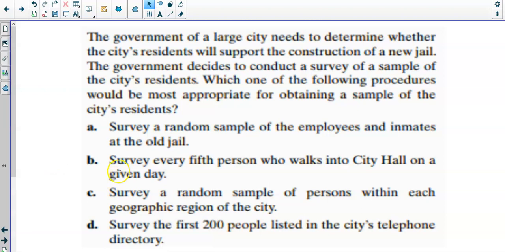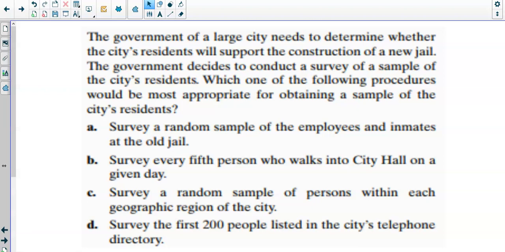So part B, survey every 5th person who walks into City Hall on a given day. So again, because we're talking about every 5th person, that's what we talked about a couple minutes ago. That's systematic. But is this the best method? Would we get a good representation of the city's residents for those who walk into City Hall? And again, the answer to that question is no. You're not going to get a good representation of the city.